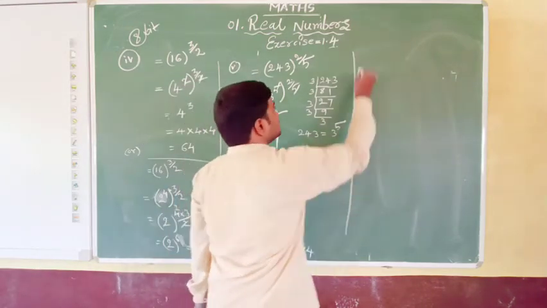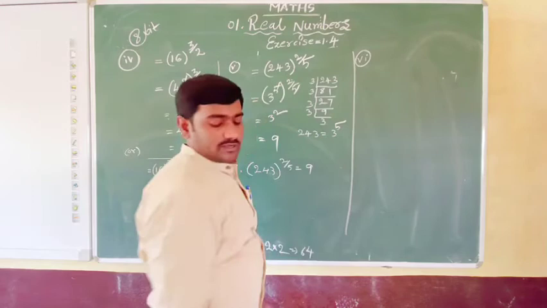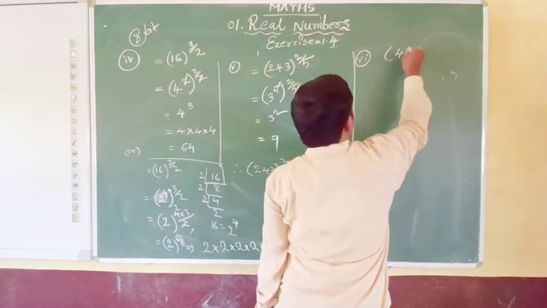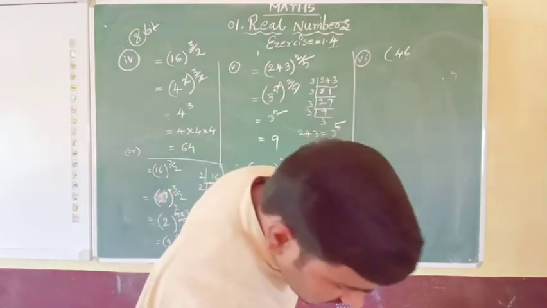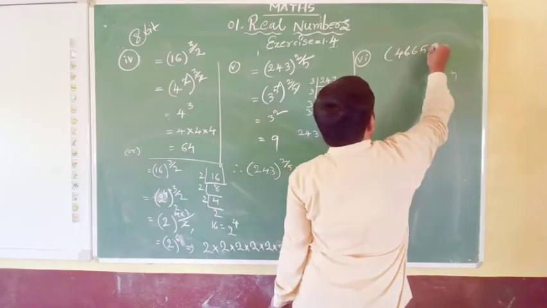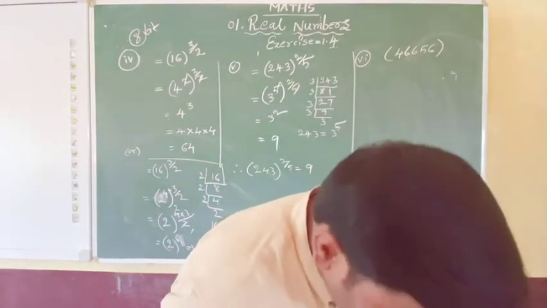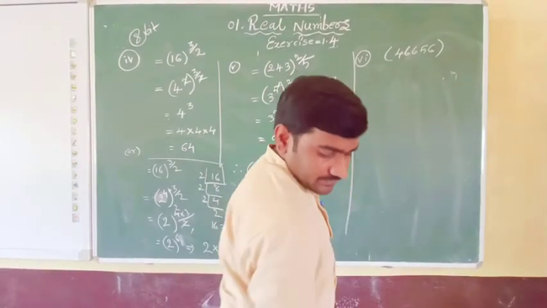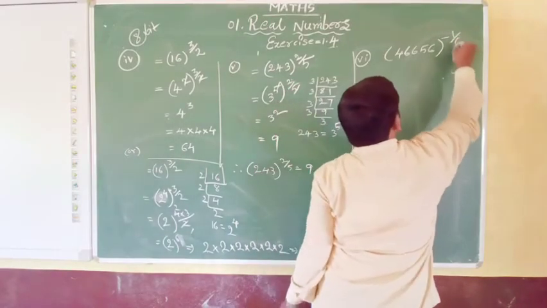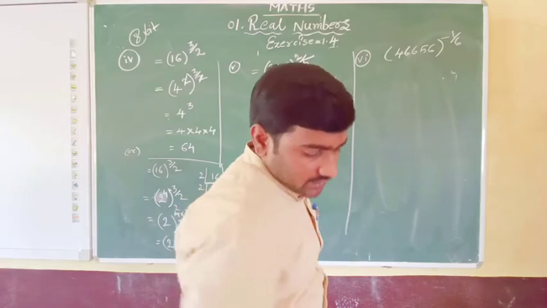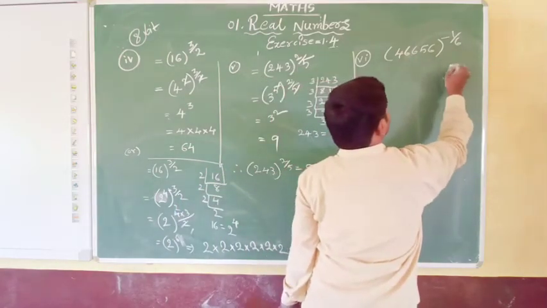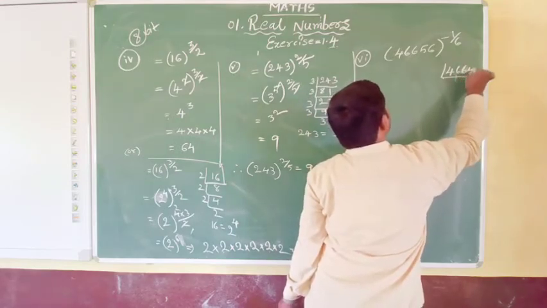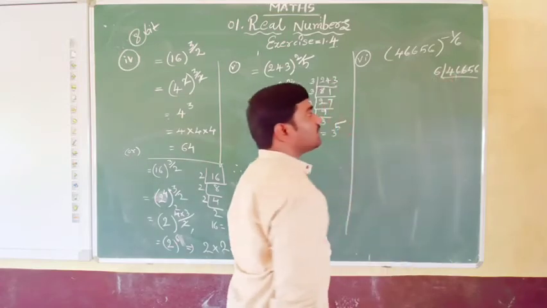The last one of this bit is 46,656 whole to the power of minus 1 by 6. Here if you see this 46,656, we can factorize it by using 6.